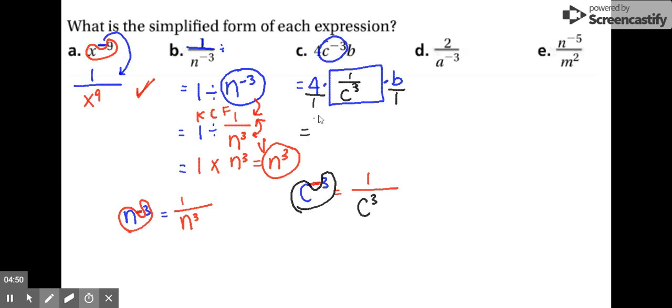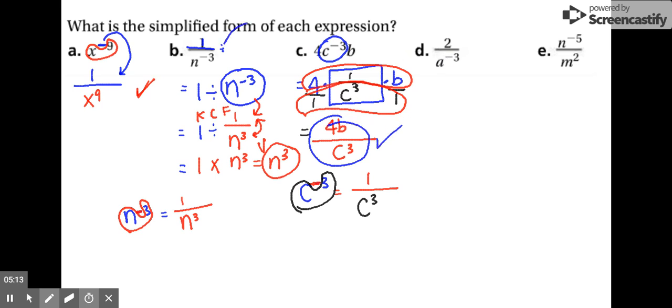So let's just multiply all the numbers on the top, 4 times b, which is 4b, and 1 times c cubed. It is c cubed, not c squared. Okay, so now this is going to be the answer.